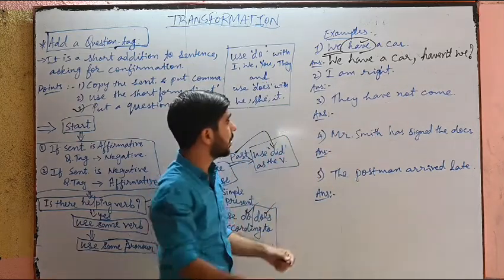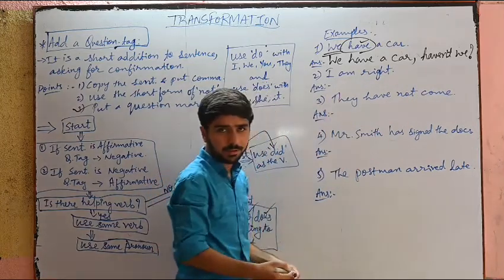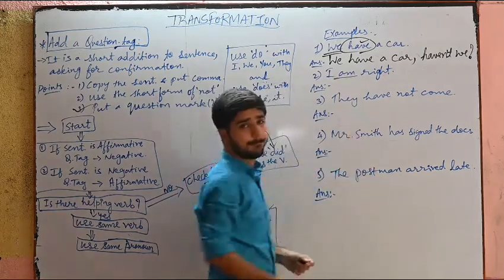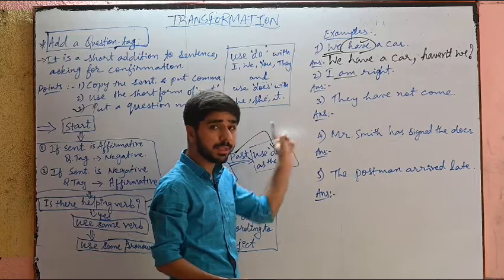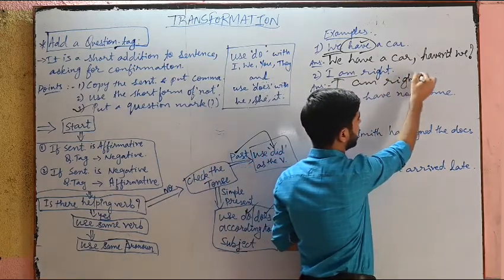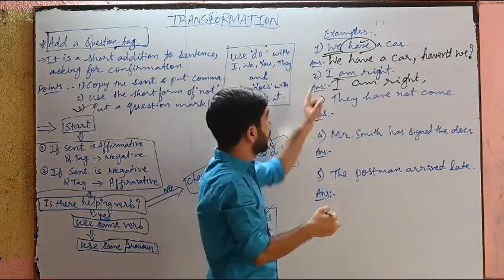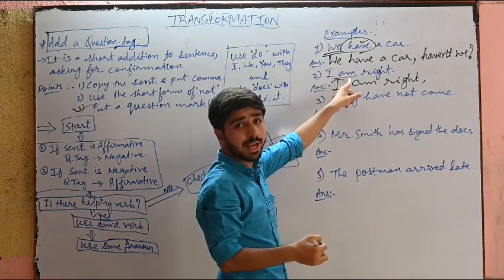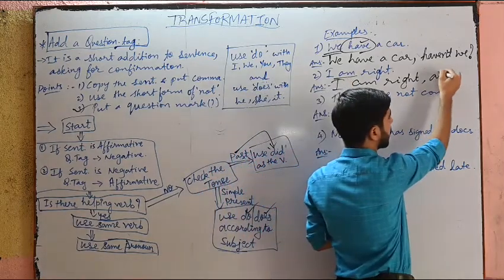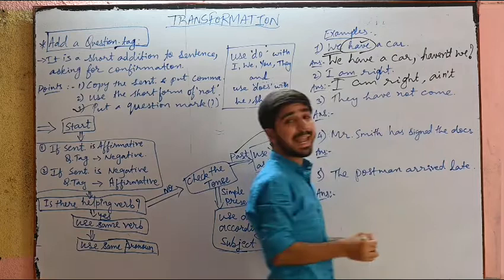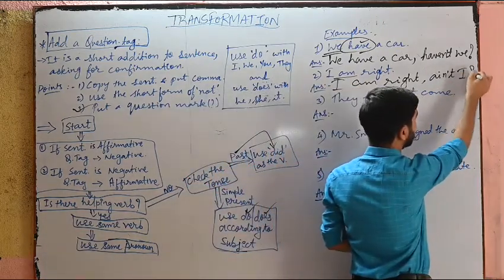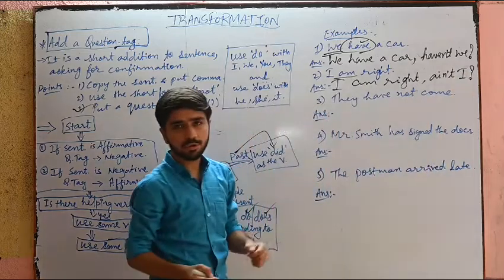Now, next example. I am right. So, what is the helping verb? Is there any? Yes, am. So use the same helping verb, but copy the sentence. I am right. Put a comma. What is the contradiction for am? What is the negative form? Am not means you can write ain't. Ain't means am not. And the same pronoun again, I. Ain't I. So this is how you write question tag.